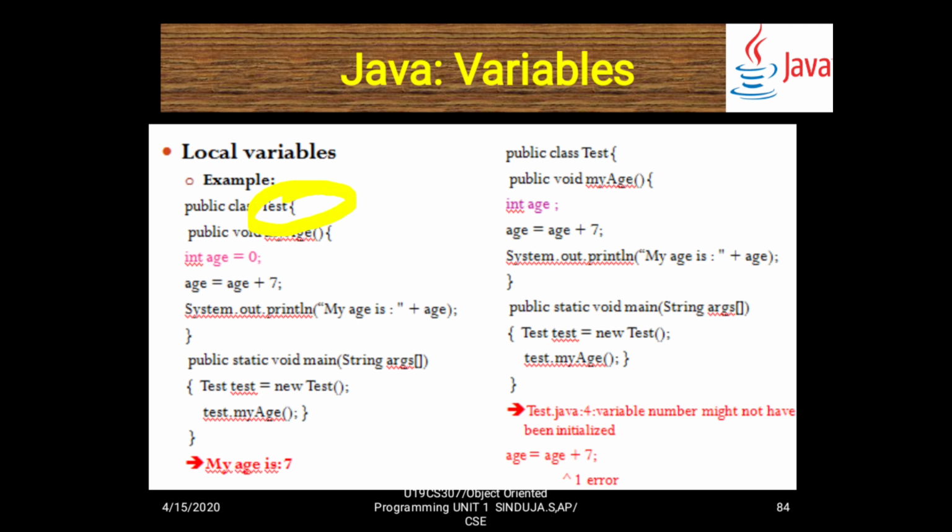So here is one open and here is one open. So this tells about your class opening and close. So under that I have one method called my age and my void main. So always your compilation starts from here.